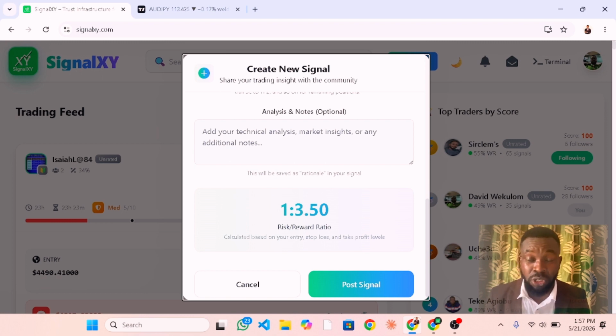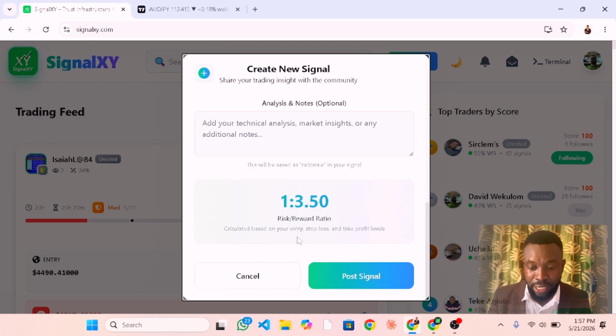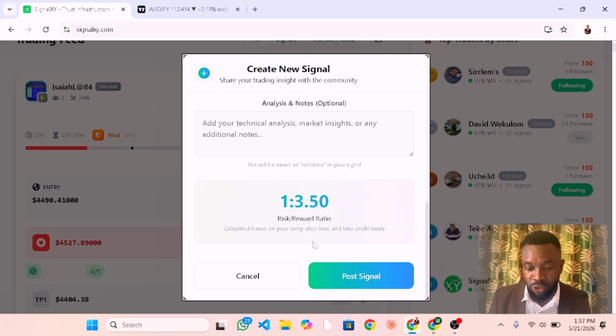Before you take any of this trade, make sure you have done your own research, and I am only sharing a trade idea that I have taken. Whatever you do with the signal is totally up to you.